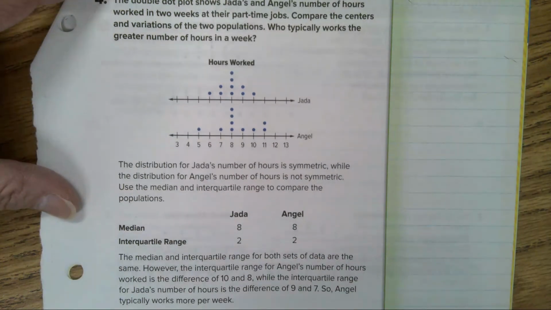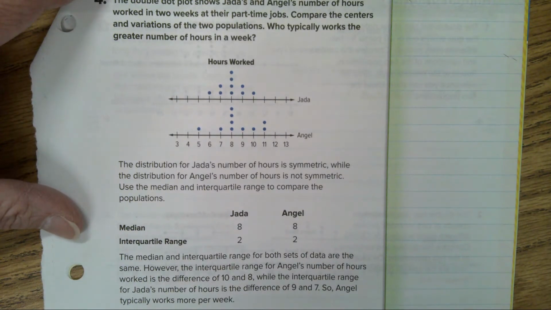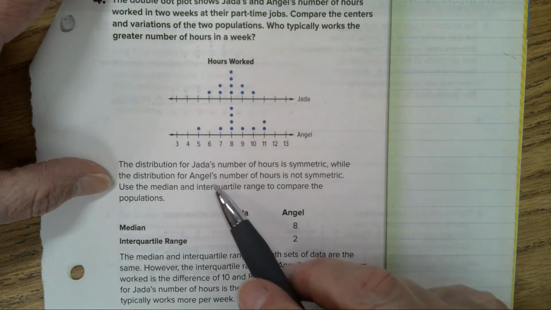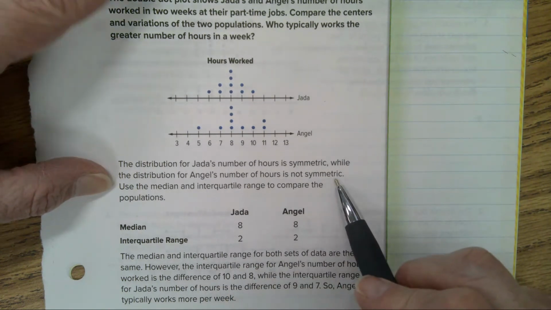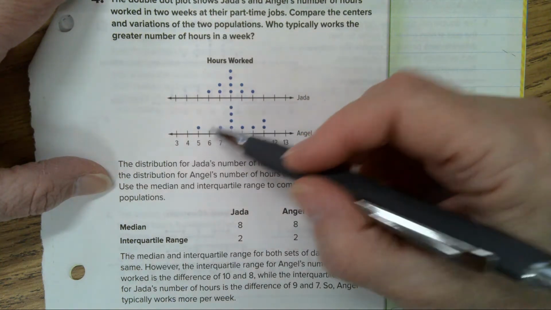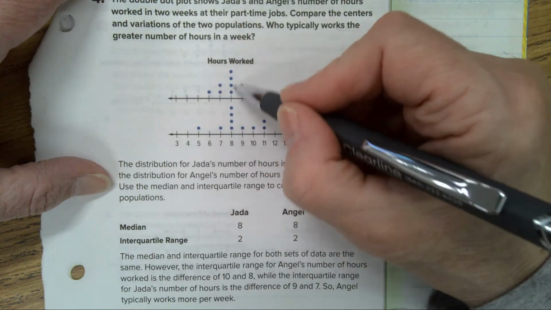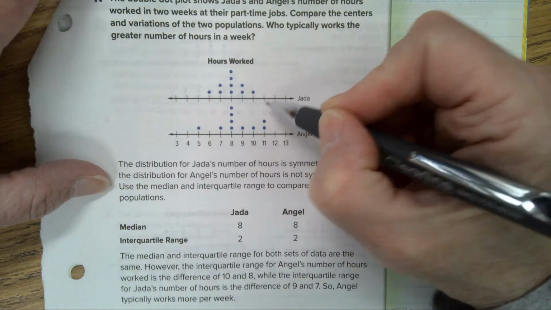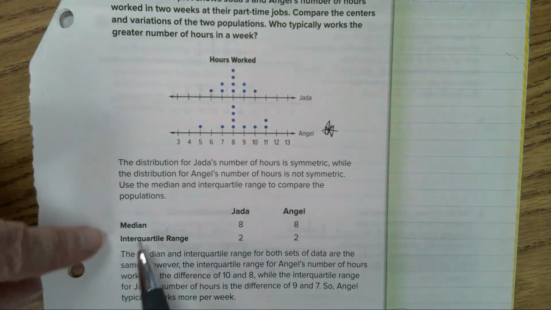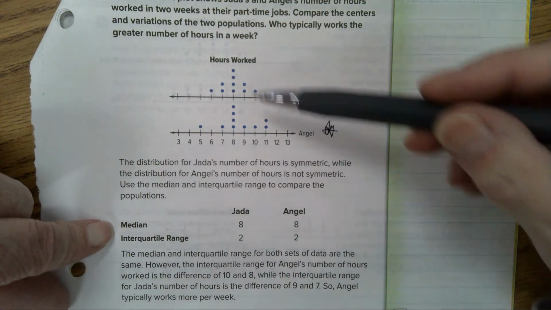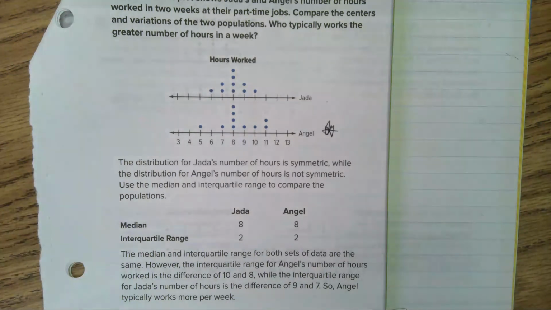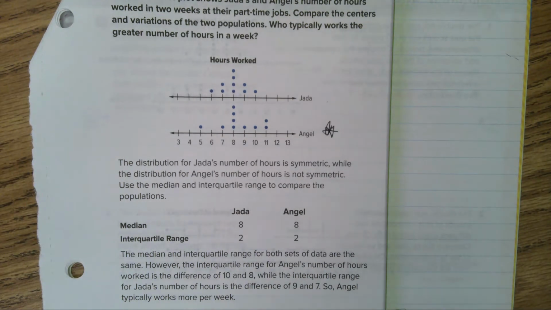The distribution of Jada's number of hours is symmetric, while the distribution of Angel's number of hours is not. Notice she has a few more on this side than she does on that side. This one is perfectly symmetrical and well balanced. This one, hers is not balanced. So we use the median. They both have the same middle number of 8. And if you did the box plot, you would find out that the interquartile range is 2.